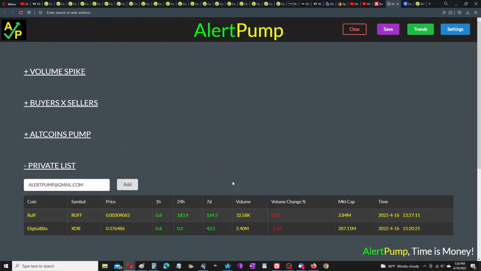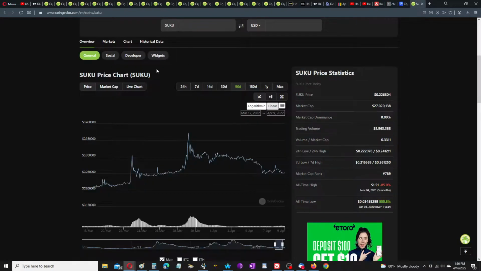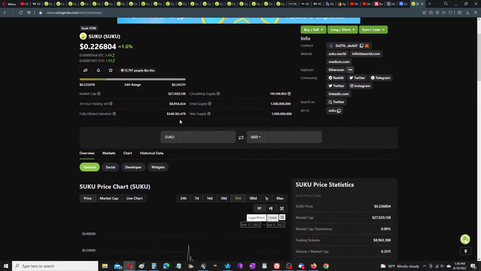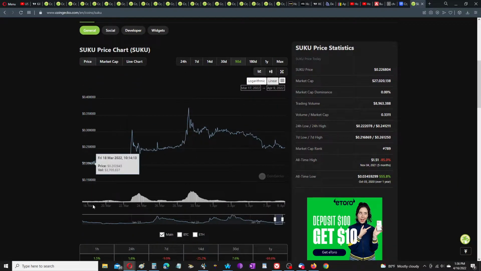Let me give you a quick example about that coin you showed me. If you go here, Suco, right? Suco, right here. Pay attention to this date right here, March 18. Pay attention to those numbers on the white square. You see the volume was 3.6 million on March 18.